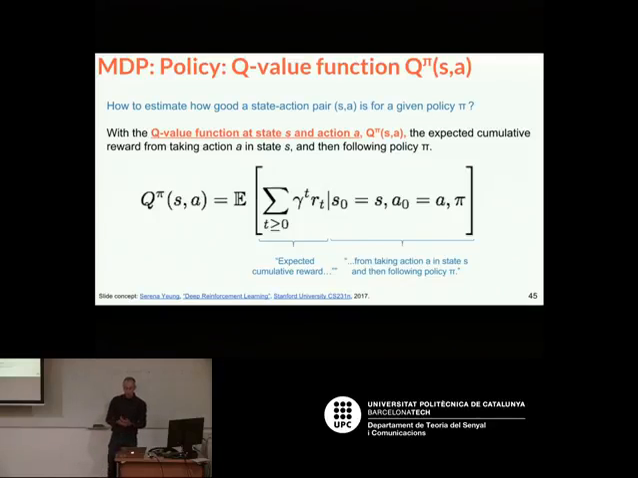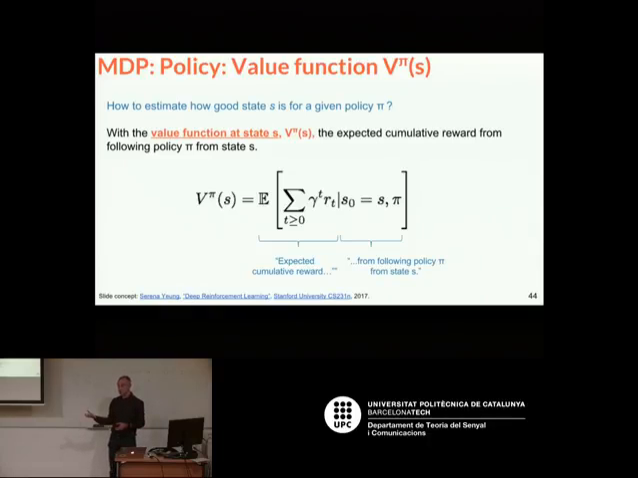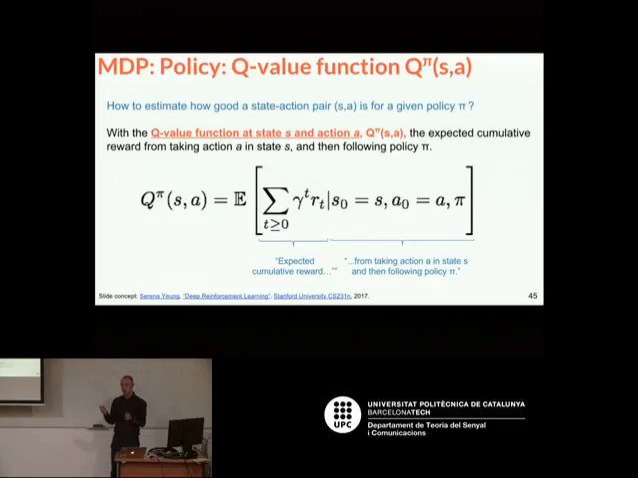Another definition is the Q value function. So the value function only considers the state. But if you consider pairs of state and action, then what you have is a Q value function. And in this case, the definition is very similar to the previous one. The Q value function tells the expected cumulative reward from taking action A in state S, and then following the policy pi. So you have the expected cumulative reward, starting from this state and this action and following policy pi.